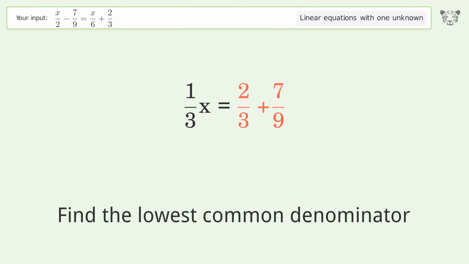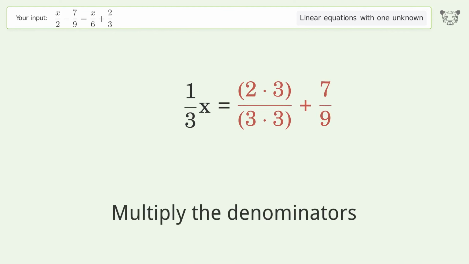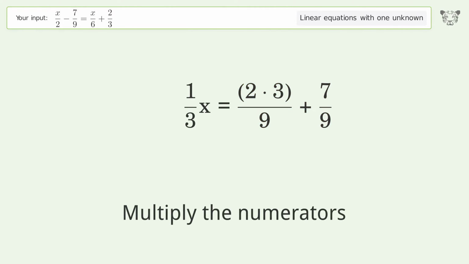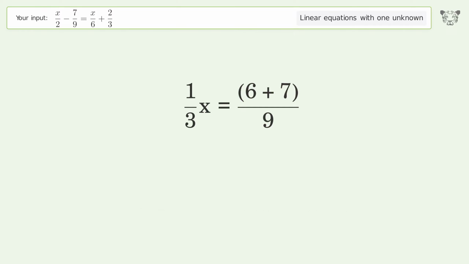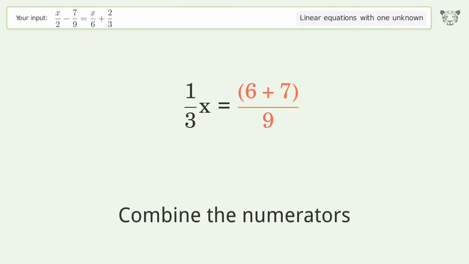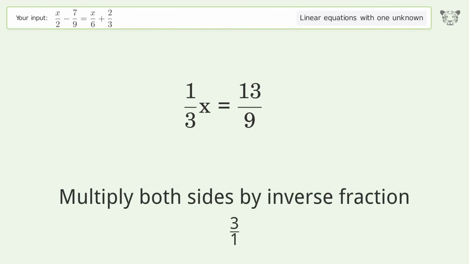Find the lowest common denominator. Multiply the denominators. Multiply the numerators. Combine the fractions. Combine the numerators. Isolate the x. Multiply both sides by inverse fraction 3 over 1.